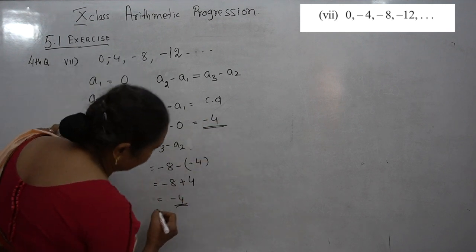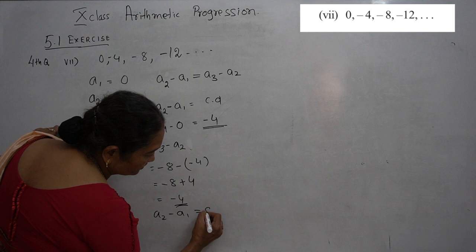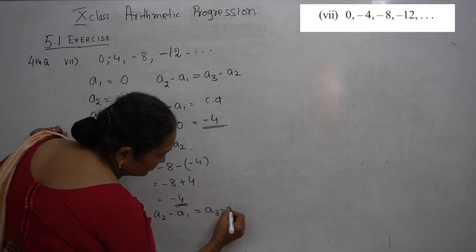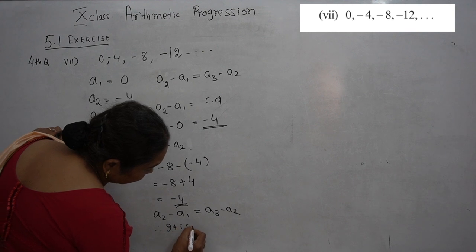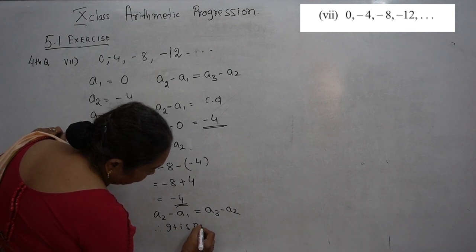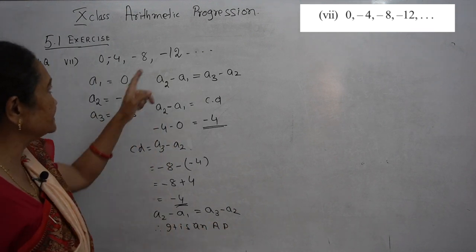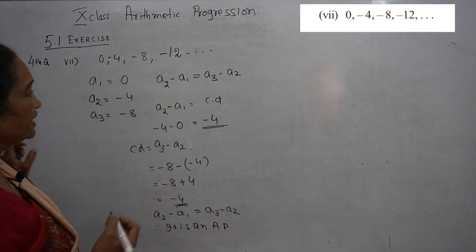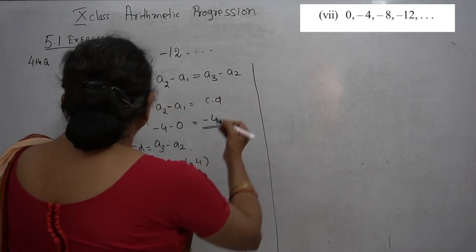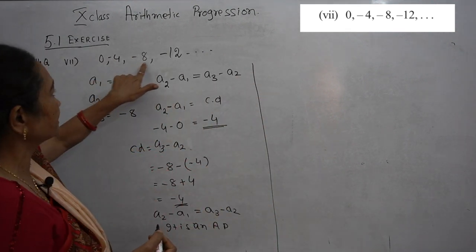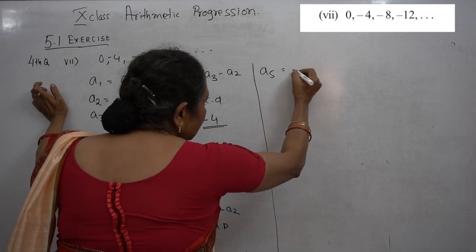Therefore what we will say? A2 minus A1 is equal to A3 minus A2. Therefore it is an AP. Okay, now when it is an AP, he said find 3 more terms. So for 3 more terms, what we have to do? We have the first term, second term, third term, fourth term. That means we need the fifth term. How will we extend?